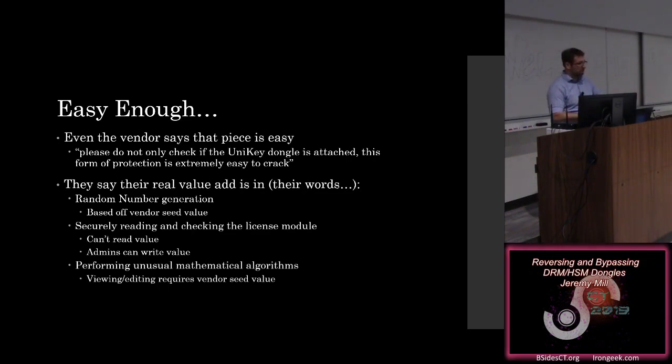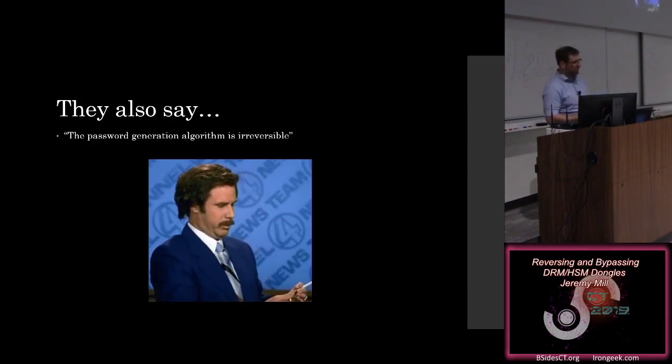They say their real value add is, and again, this is in their words from their documentation, in the random number generation, which is based off of the vendor seed value, securely reading and checking the license modules, those license modules that we talked about. You can't directly read the value out of this as a user. You can only check whether or not the value that you passed in is valid. But admins can write new values to these modules. Or in performing unusual mathematical algorithms, right? These are those dongle-based instructions that we talked about. And viewing and editing those requires the full password, right, which requires the vendor seed value to get. They also say the password generation algorithm is irreversible.